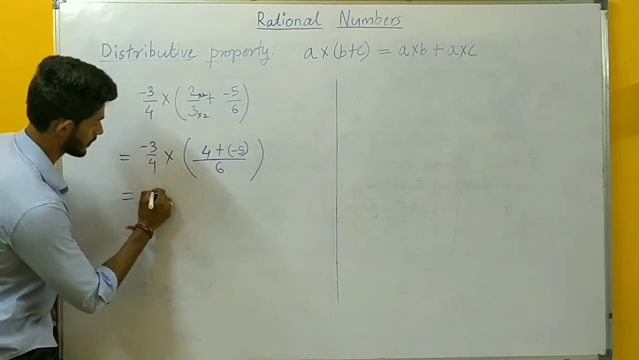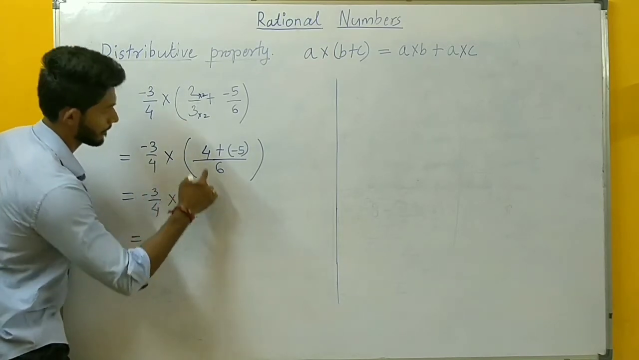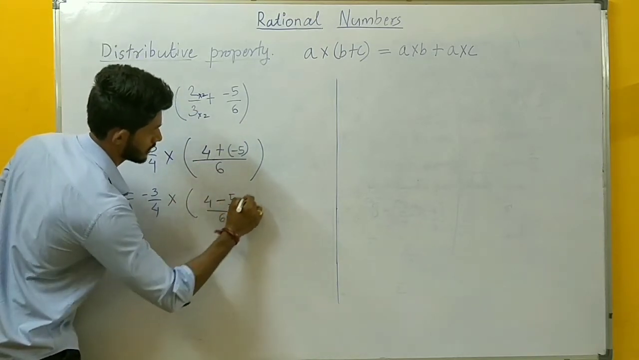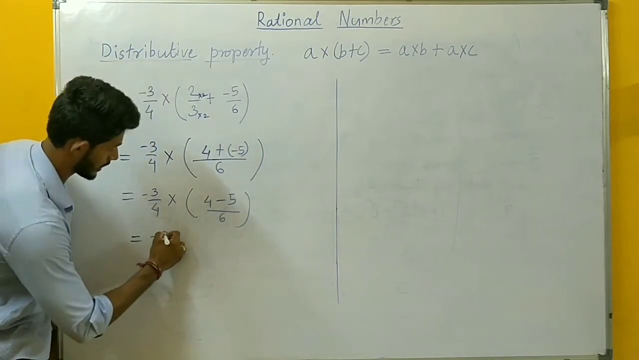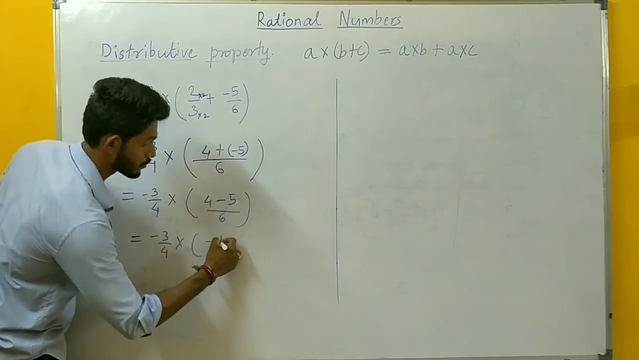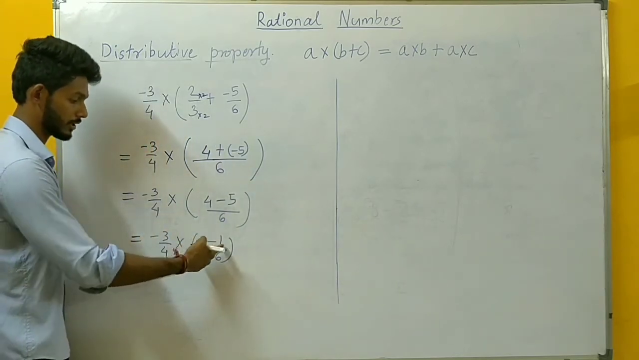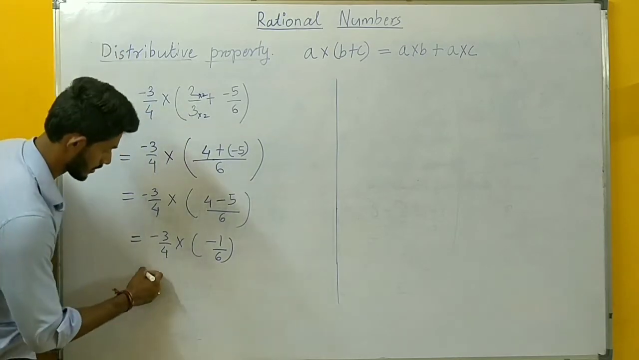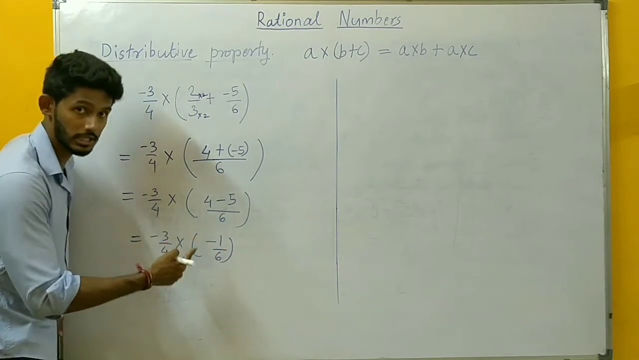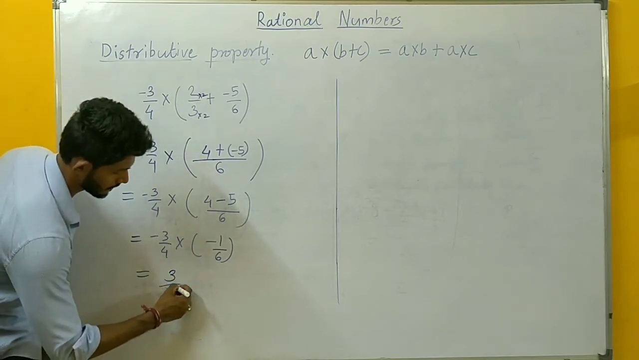Now negative 3 by 4 is multiplied by 4 minus 5 upon 6, which is minus 1 upon 6. Now this is a multiplication, so we can multiply numerator to numerator and denominator to denominator. Negative 3 multiplied by negative 1 is positive 3, and 4 multiplied by 6 is 24.